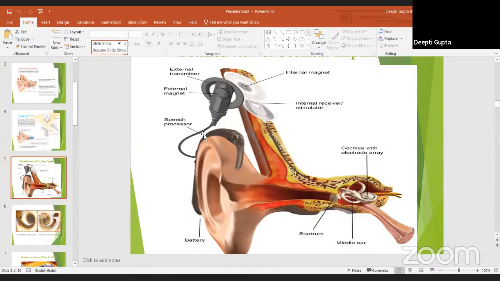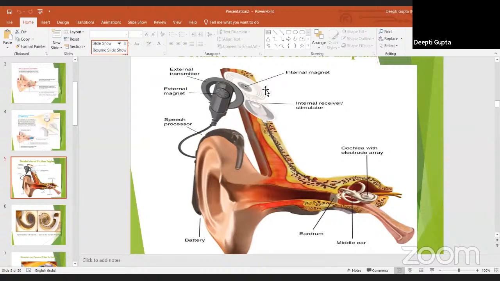So we can say simply that this is the outer part of the ear, in which we have the ear hook, we have the processor, and we have the battery. The battery gives the power through which the processor works. And this is the cable, which connects the processor with the coil. And this is the coil, and the coil has an external magnet. And this is the external transmitter through which we are sending the signal to the internal part of the cochlear implant.